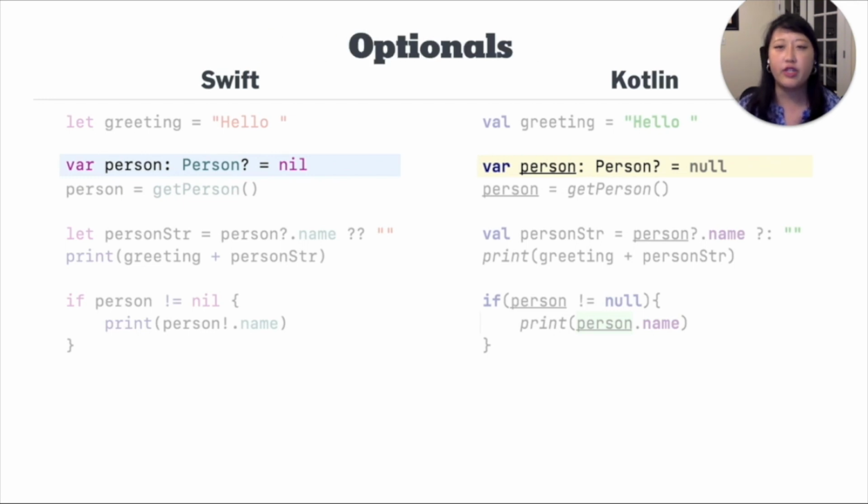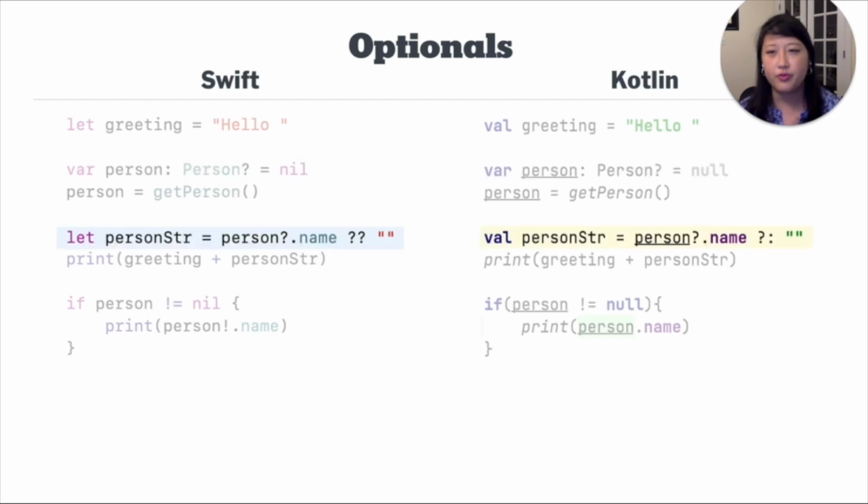Now let's move on to optionals. So in both languages, we can use a question mark on the type to mark a variable as optional or nullable. And note for Swift, we use nil for null.